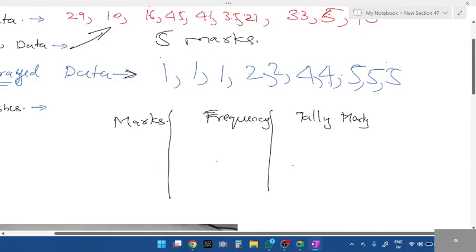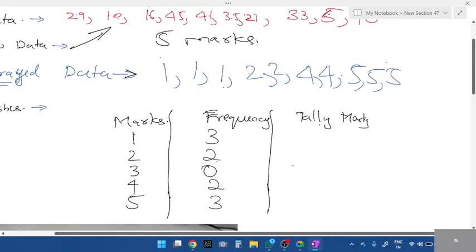Write all the numbers which are present, students. From 1 to 5, what are the numbers? 1, 2, 3, 4, and 5. How many students have scored 1 mark? 3. So that is frequency. How many students have scored 2 marks? 2. Any students who scored 3? No. Then 4. How many students have scored 5 marks?